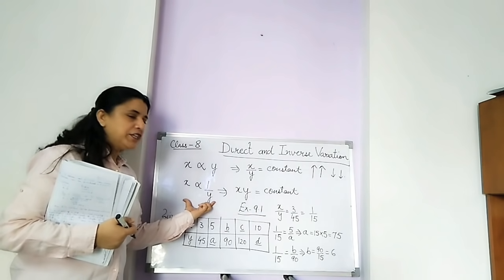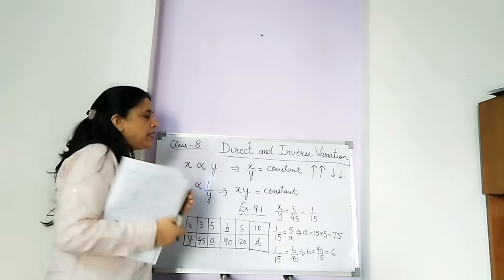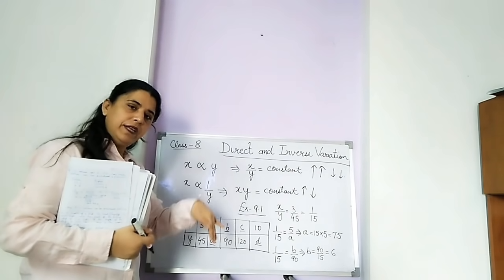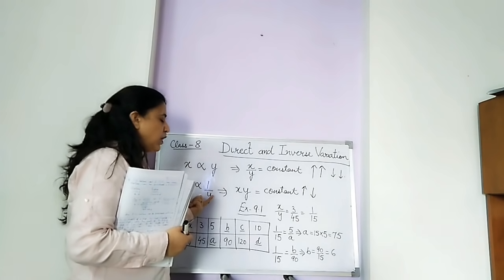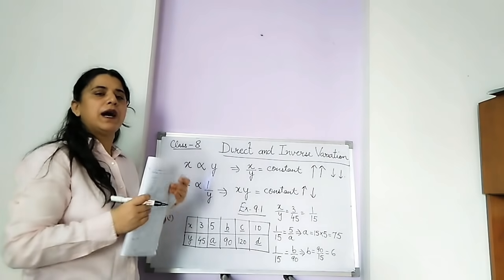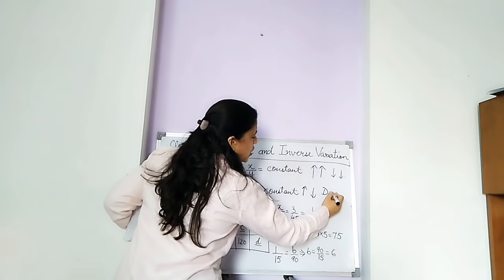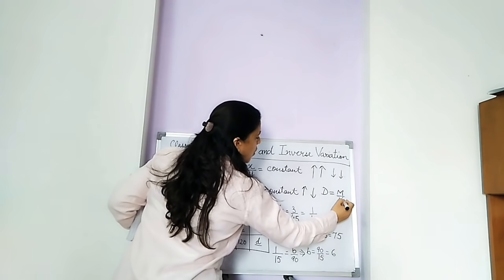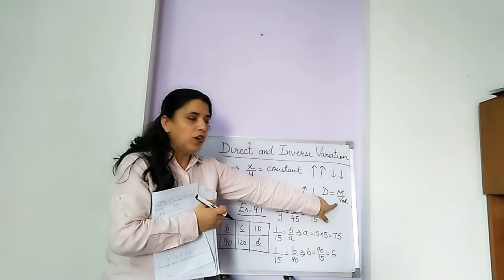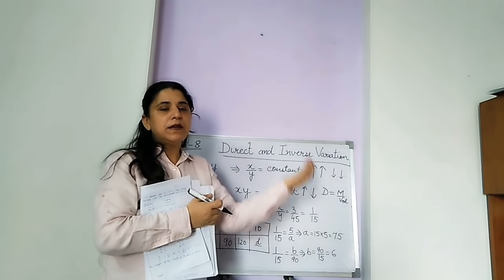The other type of variation is known as inverse variation. Inverse variation means that when one increases, one goes up, the other comes down, and vice versa. Or the first one decreases, the other one increases. Now see, you must have studied density in physics. What is density equal to? Density is equal to mass divided by volume. Now the more the volume, if the mass is constant, the less will be the density. If the density is more, the volume is less.